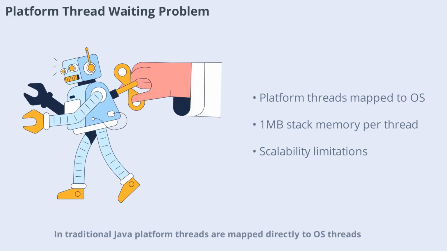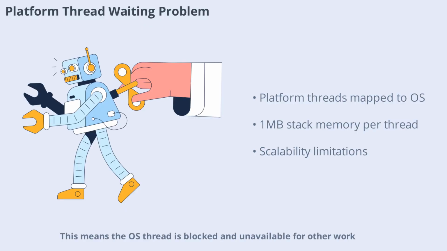In traditional Java, platform threads are mapped directly to OS threads. When a platform thread waits for I/O, it occupies about 1 MB of stack memory, even though the CPU isn't doing anything. This means the OS thread is blocked and unavailable for other work, leading to massive resource waste when handling thousands of concurrent requests. Memory constraints and OS thread limits make it impossible to scale efficiently with platform threads.